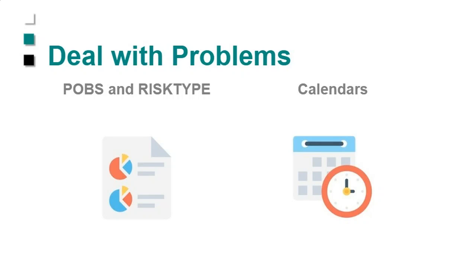Now, we also deal with those POBS and risk type problems that have been straggling around for different versions. I think in the latest version Oracle has taken care of them, but not everyone's on the latest and greatest. So you may still be faced with those, and we clean those up as well.